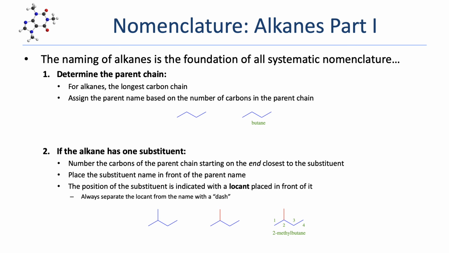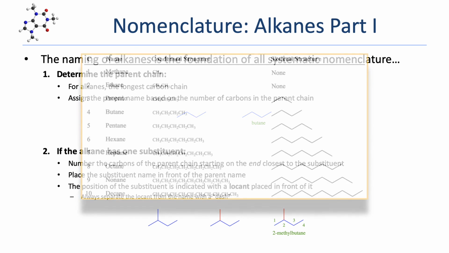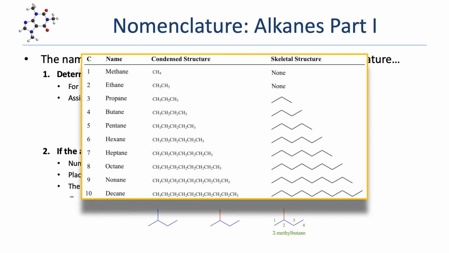So if you look at this example, I have a 4-carbon chain. We name that parent chain, that 4-carbon chain, based on the number of carbons that are there. 4 carbons in this case. So here, I'm showing you the names for the 10 smallest alkanes. We have a 1-carbon alkane, which is methane, then 2 carbons is ethane, 3 carbons propane, 4 carbons is butane. And then we have pentane for 5 carbons, hexane for 6, heptane for 7, octane for 8, nonane for 9, and decane for 10.